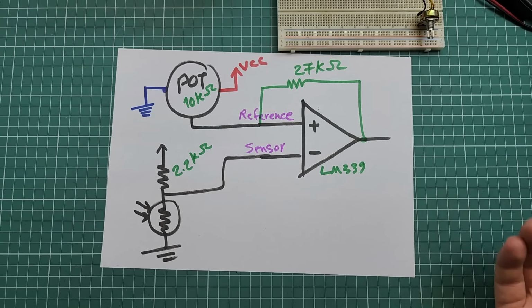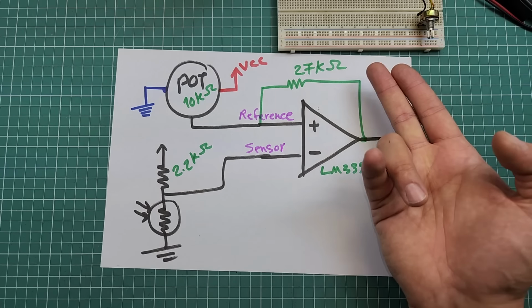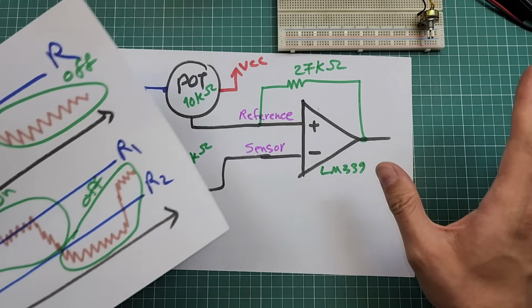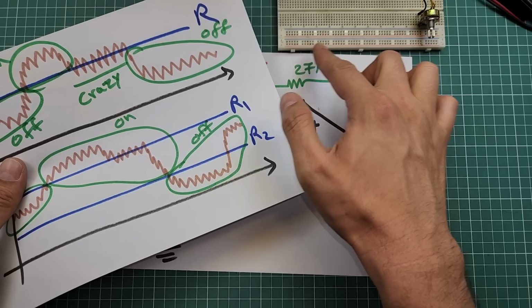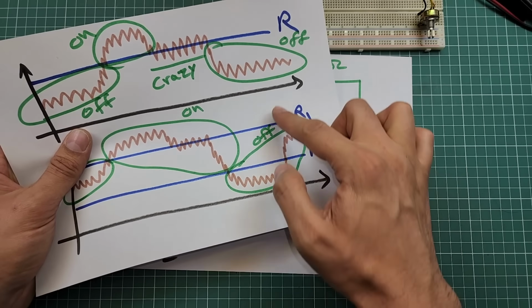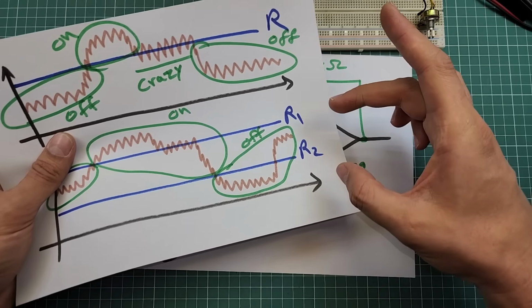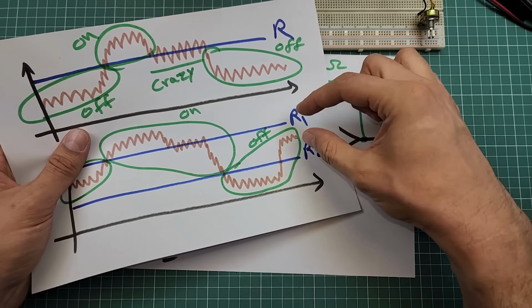You may ask why I have used this specific value here, a 28 kilo ohm resistor. Look, the answer is very simple. The value of this resistor has an inverted relationship with the distance between these two thresholds. The higher the resistance of this resistor, the closer the thresholds will be.